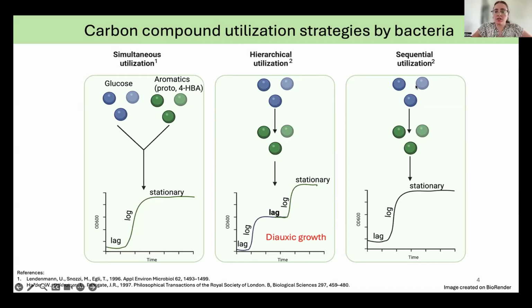In this case, you're still utilizing one carbon compound first and then the second, but the bacteria already have the pathways for the second one programmed and active, so they can start using it immediately and there's no lag phase observed. So there are trade-offs to each. Simultaneous utilization offers speed, but hierarchical and sequential utilization allow bacteria to maximize energy efficiency.